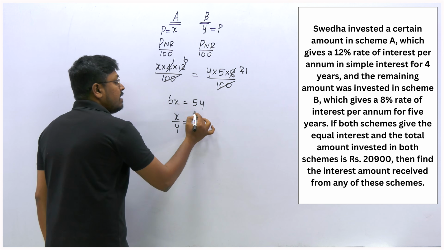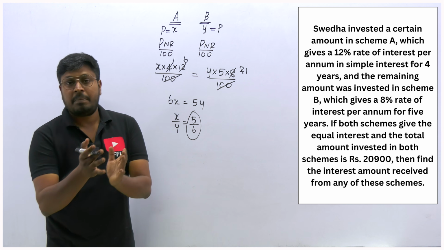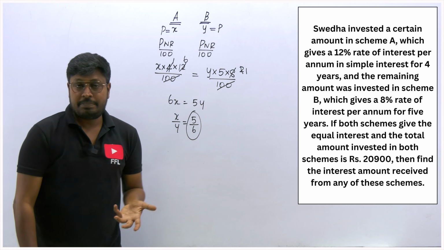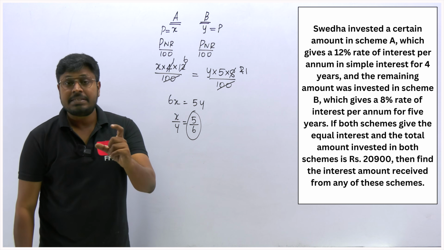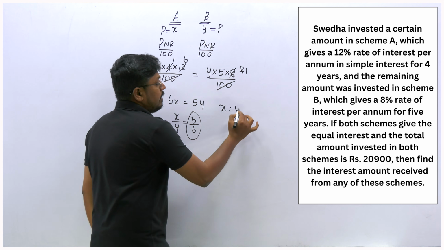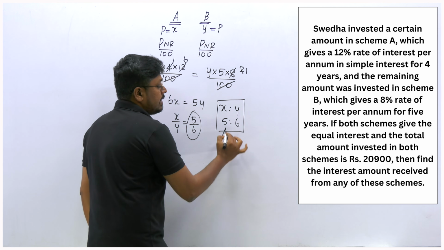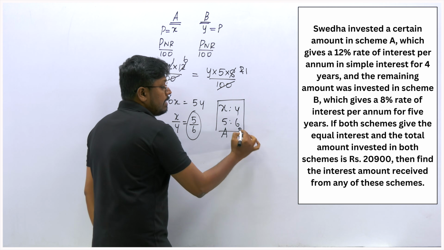That means the investment ratio. So by using the data that simple interest and compound interest are the same, we didn't find the principal. We have found the investment amount ratio, which is 5:6. So x is to y will be 5:6. That means the person Sweta invested 5 parts in scheme A and 6 parts in scheme B.